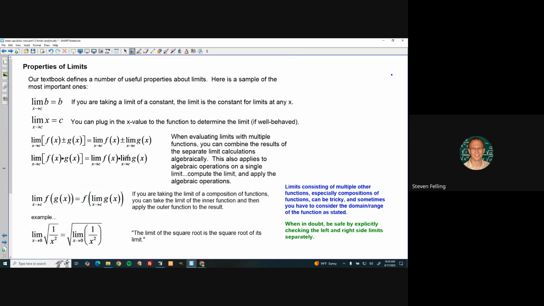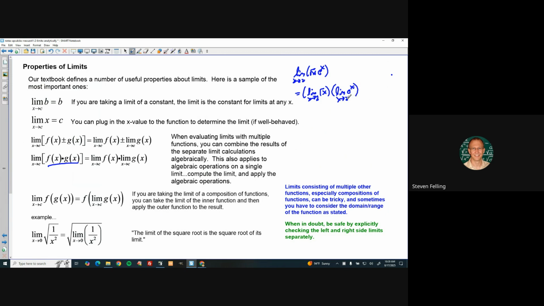Okay, next couple of properties. So this one says the same thing is true with things that are multiplied. If you have the limit as x approaches 2 of, say, the square root of x times e to the x, let's say something like that, that means that that's equivalent to the limit as x approaches 2 of the square root of x part and the limit as x approaches 2 of the e to the x part, okay?